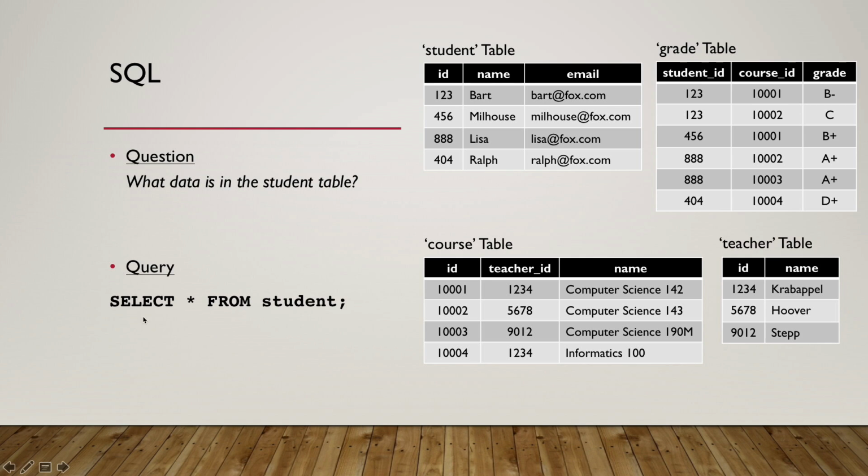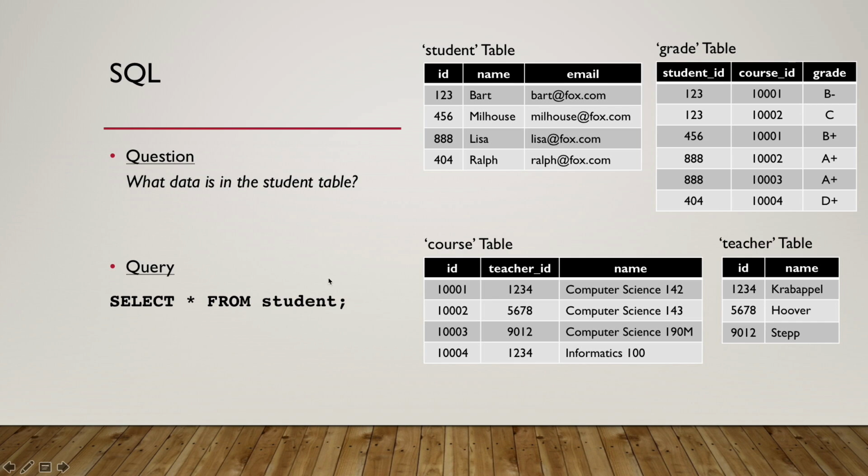Select is the verb that tells it what you're trying to do. You're trying to select things, aka retrieve something. Star says what you're retrieving. In this case, everything. I want to see everything. Then from, and the table you want it to come from. In this case, student. It always has to be from some particular table.